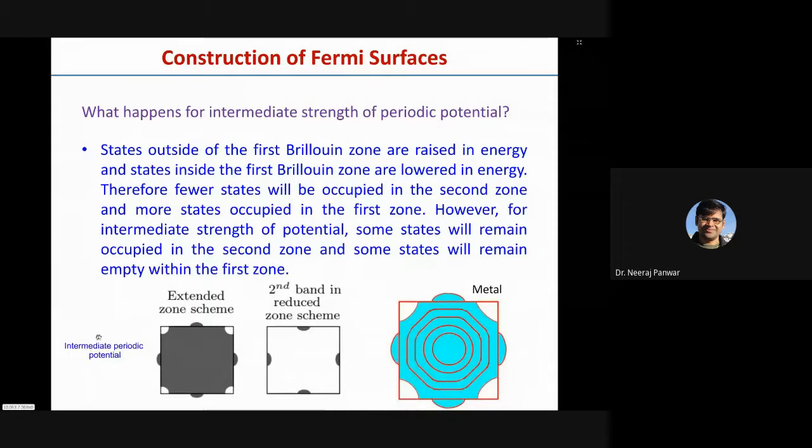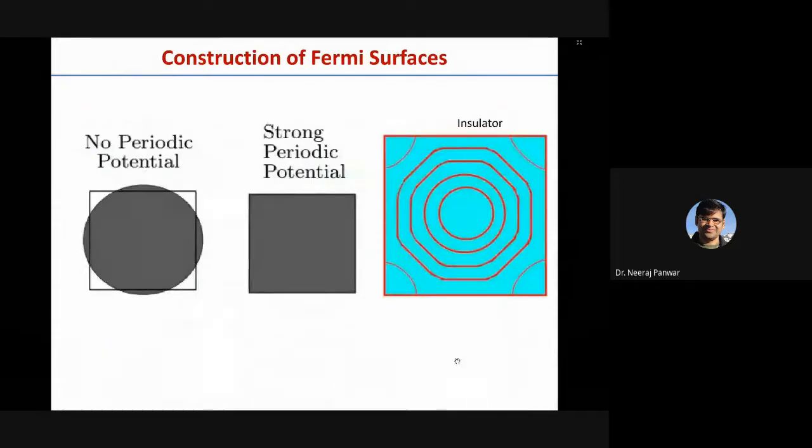It is under the influence of an intermediate strength periodic potential, in which there would be a break in the energy levels at the start of the second Brillouin zone and at the end of the first Brillouin zone, and most of the states lying in the first Brillouin zone close to the boundary will be occupied. So this picture shows the behavior of the Fermi surface in the periodic zone scheme for a divalent metal under the influence of an intermediate strength periodic potential.